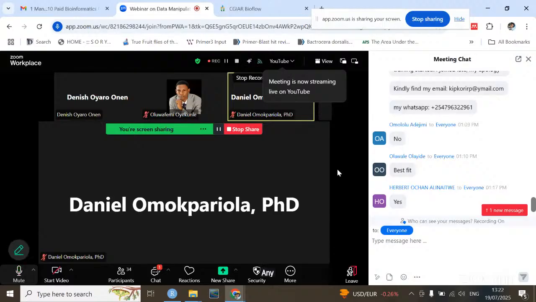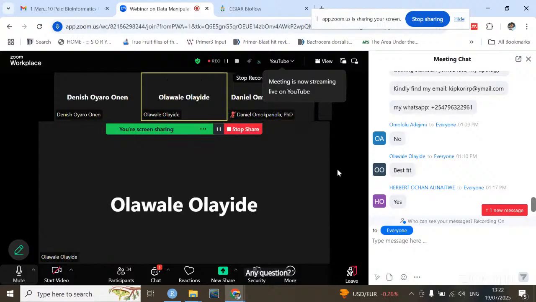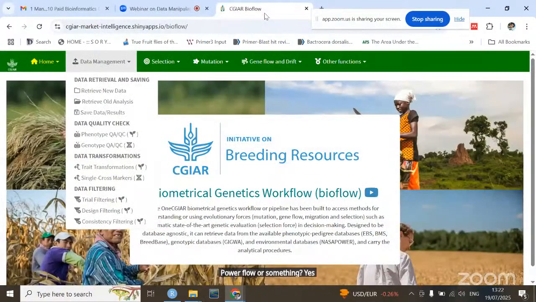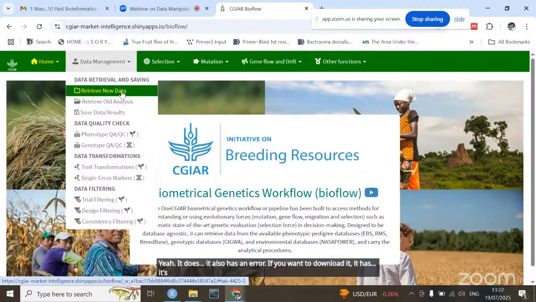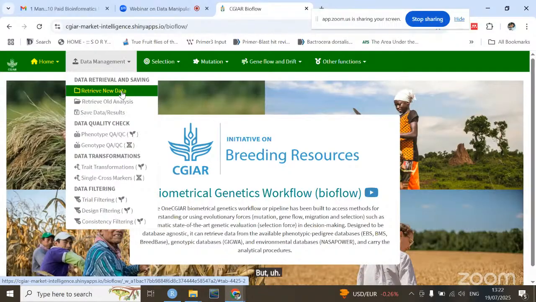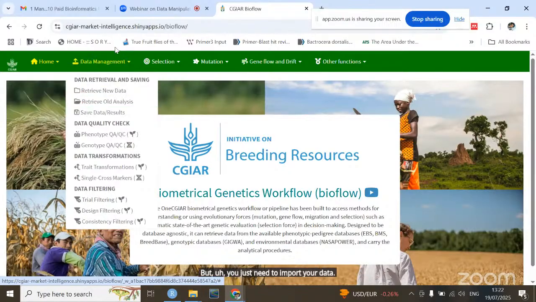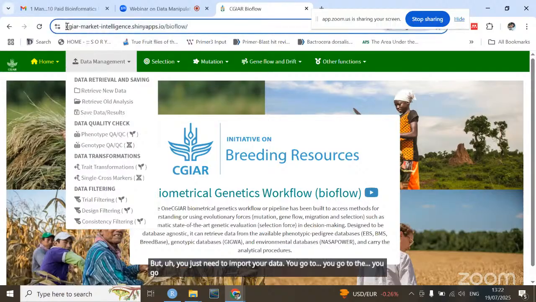Any question? It seems you wanted to show us the CGIAR Bioflow. Yes. I don't know if there are people who have heard about Bioflow. Bioflow is mainly used in analysis of breeding data. It also has R. If you want to download it, it has R. It's a bit heavy, around 1 point something GB or even 2 GB. But you just need to import your data. You go to the website, this website here.